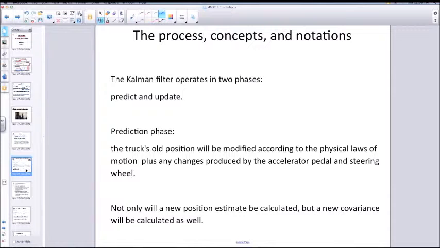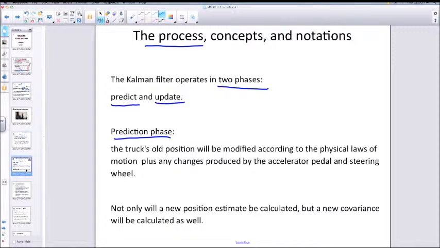When I start to talk about the process, that means the procedures. Again, I want to start from the example of the track positioning. Basically, the filter is an iterative algorithm. You do it again and again and again, one cycle after another cycle. In each cycle, there are two phases, the prediction phase and the update phase. That's the big picture.